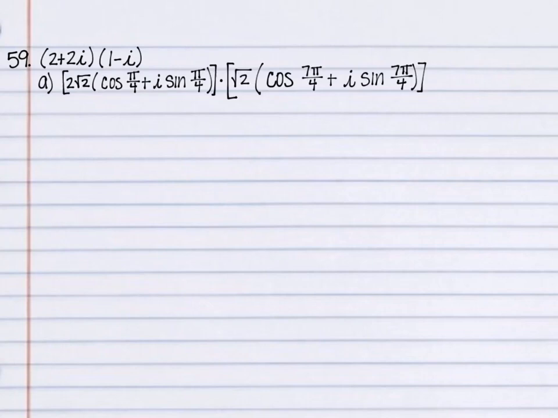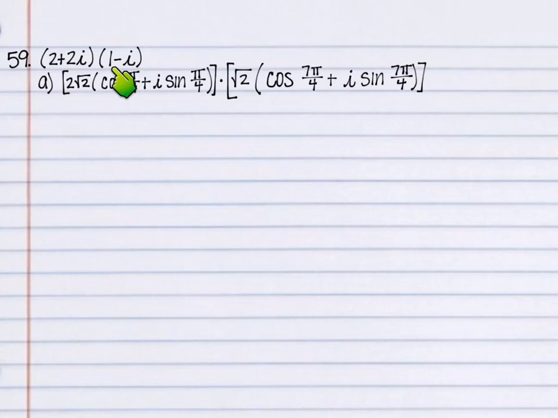For problem number 59, we're going to multiply these two complex numbers, but they asked us to do several things first. And the first thing was to change both of these complex numbers into their trigonometric form. And so we have to find the modulus for 2 plus 2i, which is going to be 2 root 2. And thinking about that, if I'm going to go over 2 and up 2, you don't have to use your arc tangent. You should know that this is going to give you the perfect diagonal, which is pi over 4.